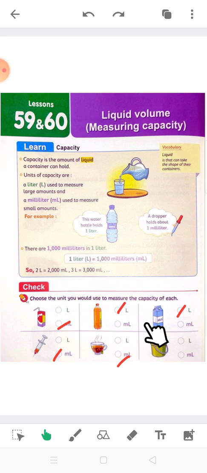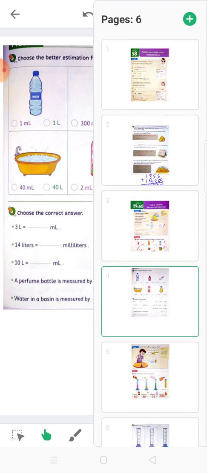Here we have this bucket. We can use liter. It's a big amount of water. Okay, let's see the next.